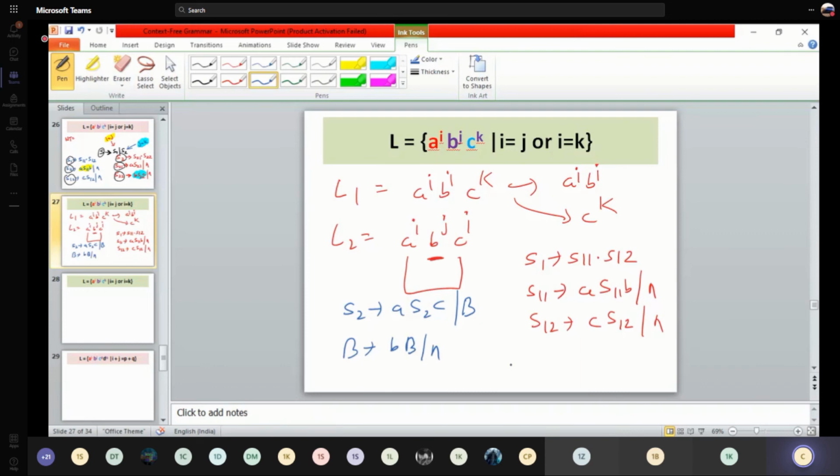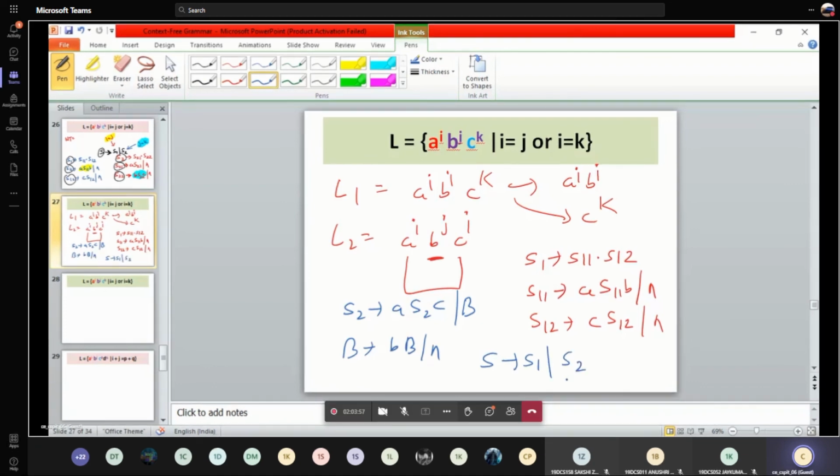And finally, we can write S gives S1 or S2. So either you can select S1 to generate A raised to I, B raised to I, C raised to K, or you can generate from S2 A raised to I, B raised to J, and C raised to I, where A and C are equal. So now let us derive one string of the other type.